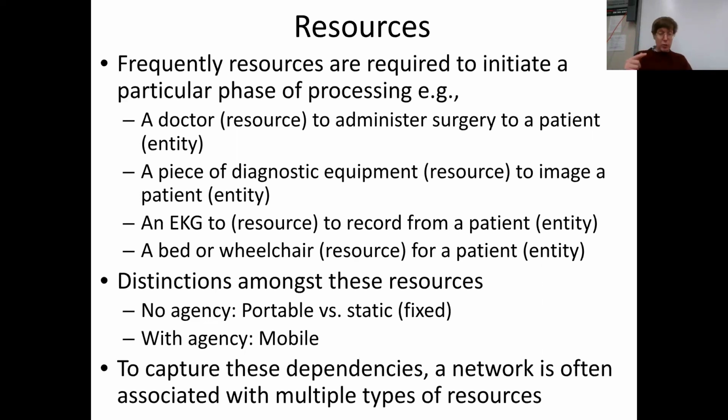There are mobile resources, those with agency, think doctors, nurses, social workers, physician assistants, potentially technicians, etc. There are those with agency. There are portable resources that mobile agents can go and get and bring back. So a nurse can go get an ultrasound machine. A nurse can go, or a physician could get an ECG for a patient encounter.